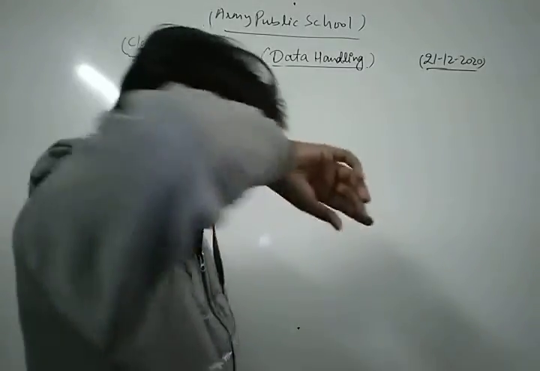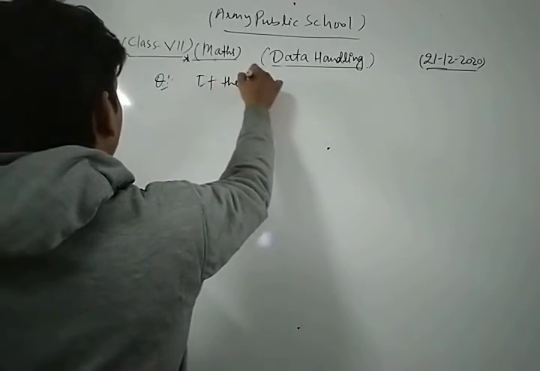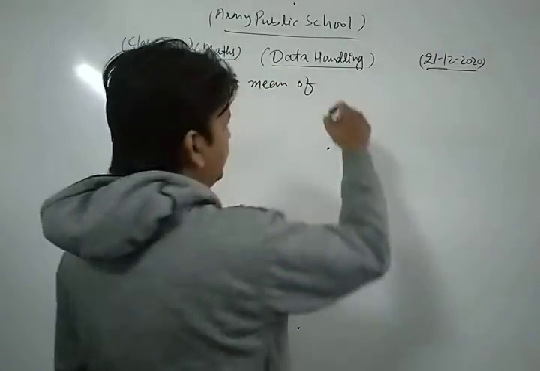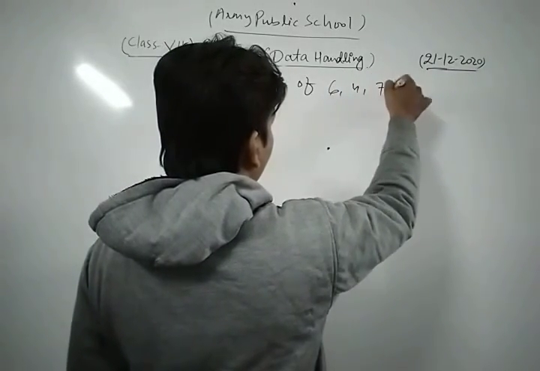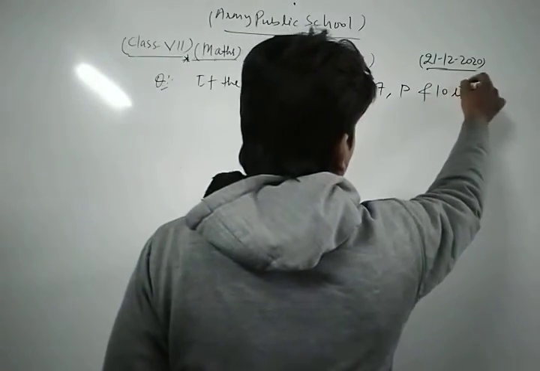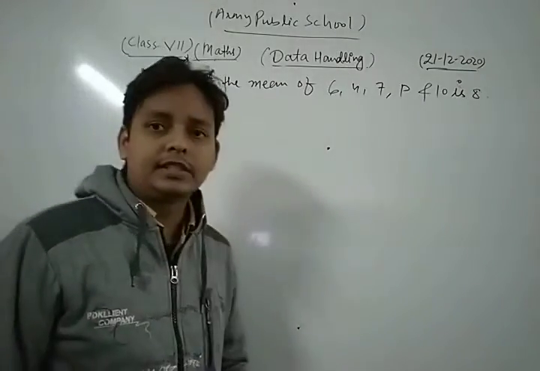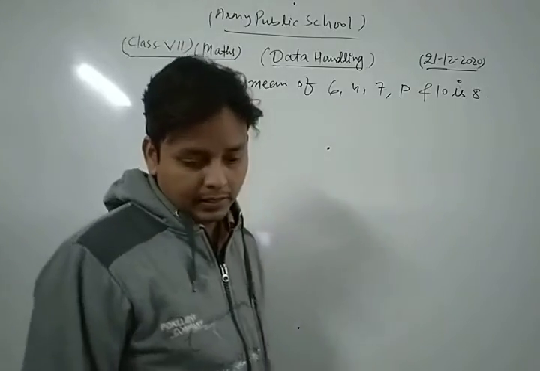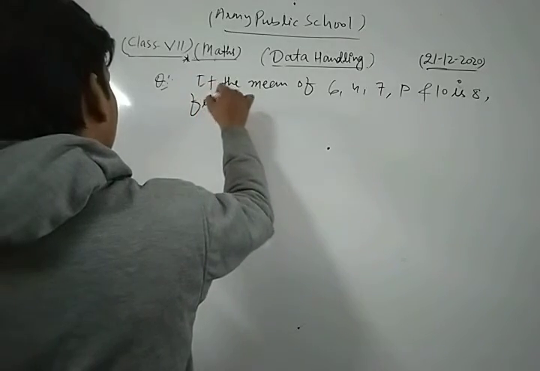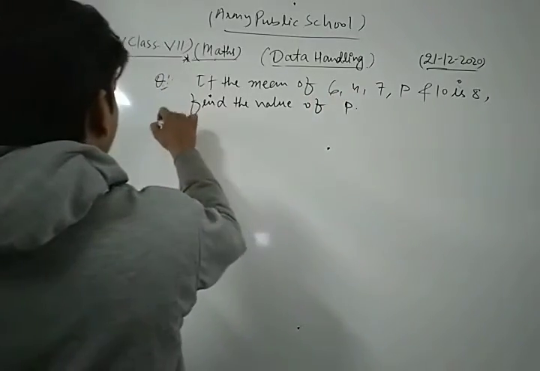We take the question: if the mean of 6, 4, 7, p, and 10 is 8, find the value of p. Now let's see its solution.